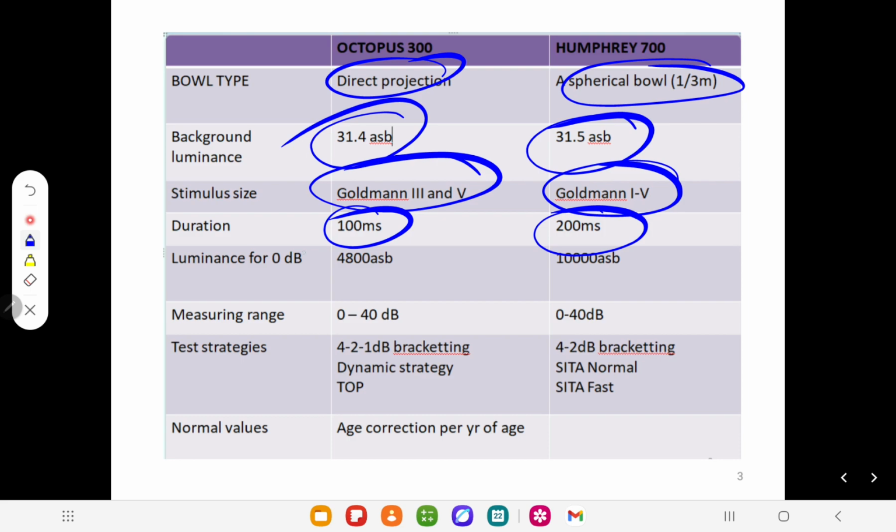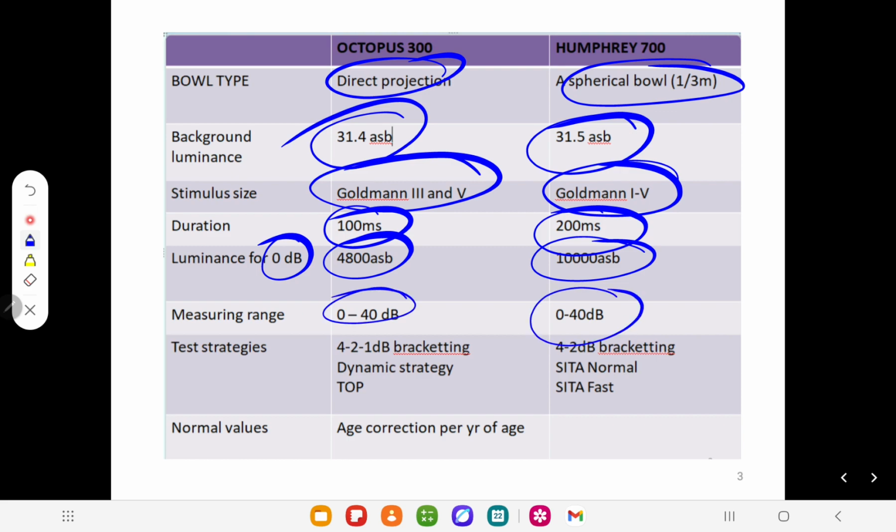A great difference is the 0 decibel. That means the highest stimulus intensity that can be sent in Octopus 300 is 4800 apostilb, but at the same time in Humphrey 700 it is 1000 apostilb. That's a great difference. Measuring range is 0 to 40 decibel. Yes, definitely 0 to 40 decibel. Strategies are these, and we will definitely talk about the many strategies Humphrey uses. This is a simple thing: age-related norm is calculated in Octopus 300.